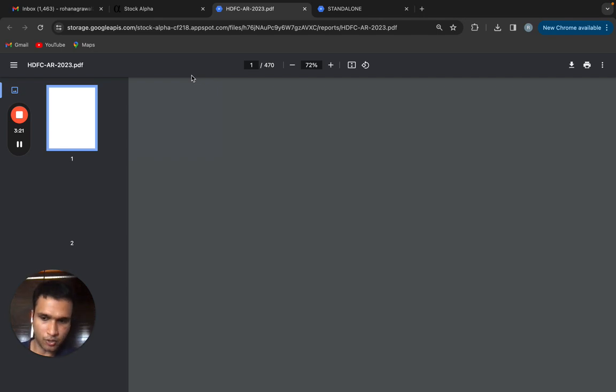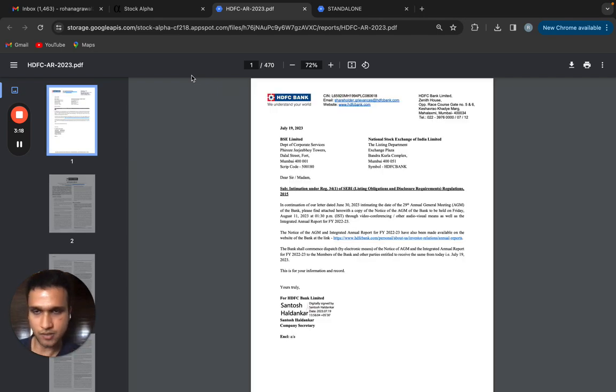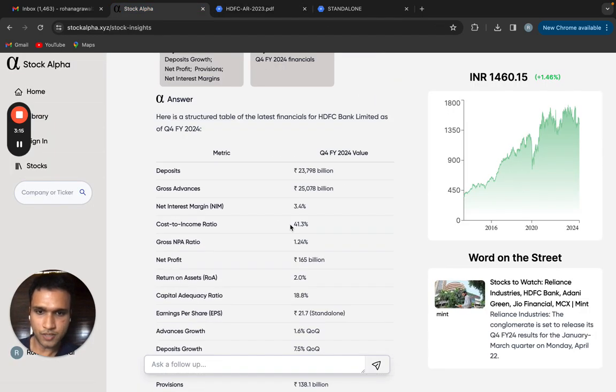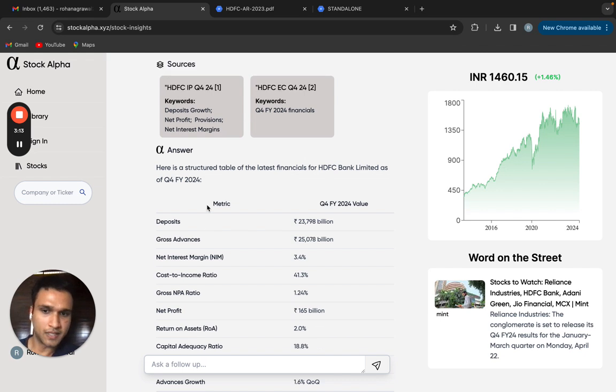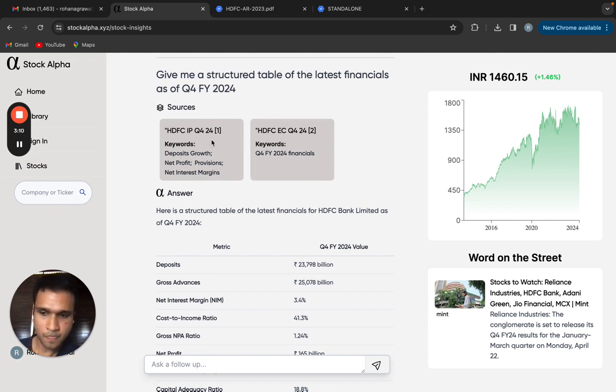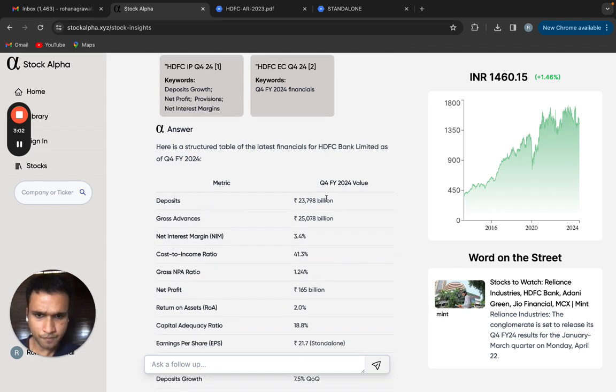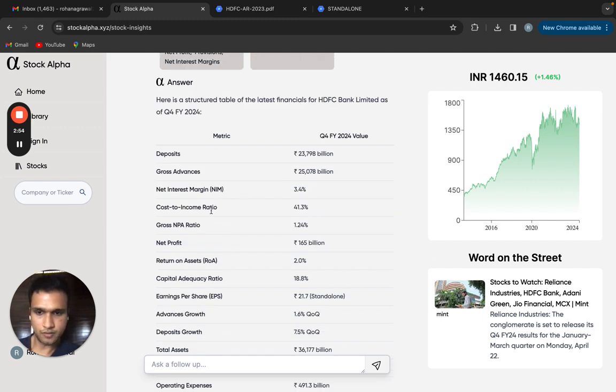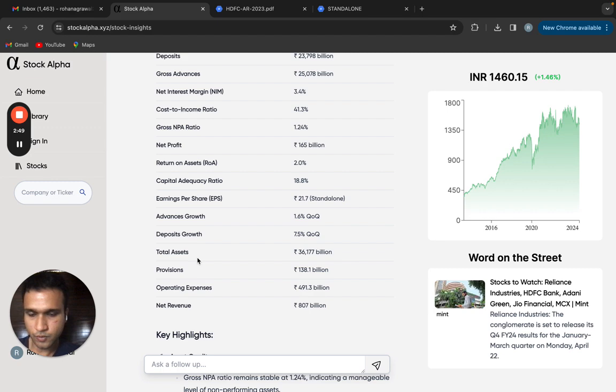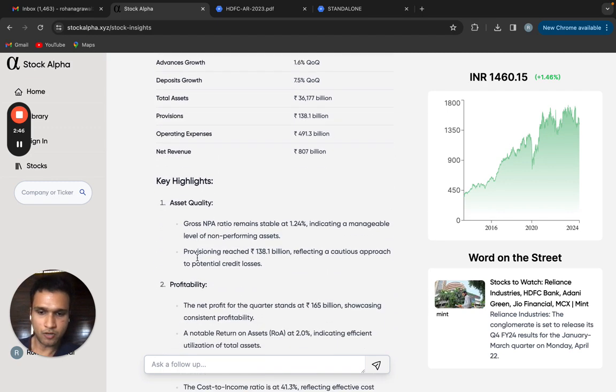So where AI and our tool really helps is compressing all of that information and being able to ask questions against it. As you can see here, it's given us a nice table of the key metrics, but more importantly, it's given sources as well. So it's not just making stuff up; it has legit sources from which the tool has extracted information. For deposits, there's a certain number like 23,000 billion Indian rupees. There's a net interest margin, cost to income ratio, and gross NPA, which is always important for banks. So you get a nice overview of the key metrics and the key numbers around a particular stock.